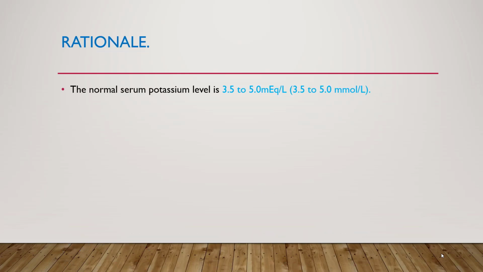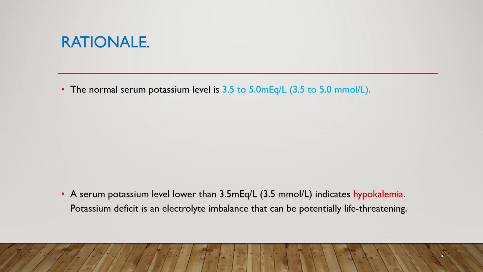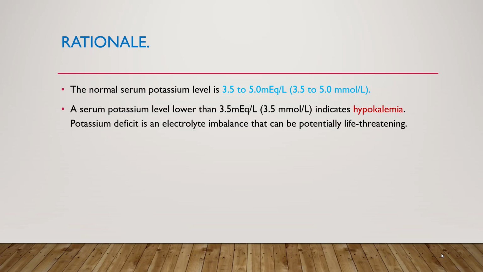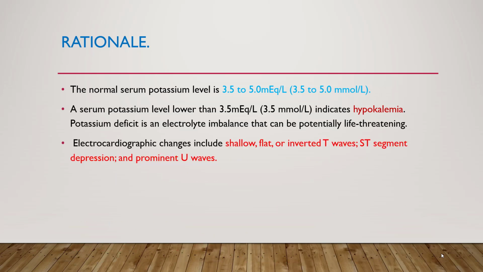The normal serum potassium level is 3.5 to 5.0. A serum potassium level lower than 3.5 indicates hypokalemia. Potassium deficit is an electrolyte imbalance that can be potentially life-threatening. Electrocardiographic changes include shallow, flat, or inverted T waves, ST segment depression, and prominent U waves.